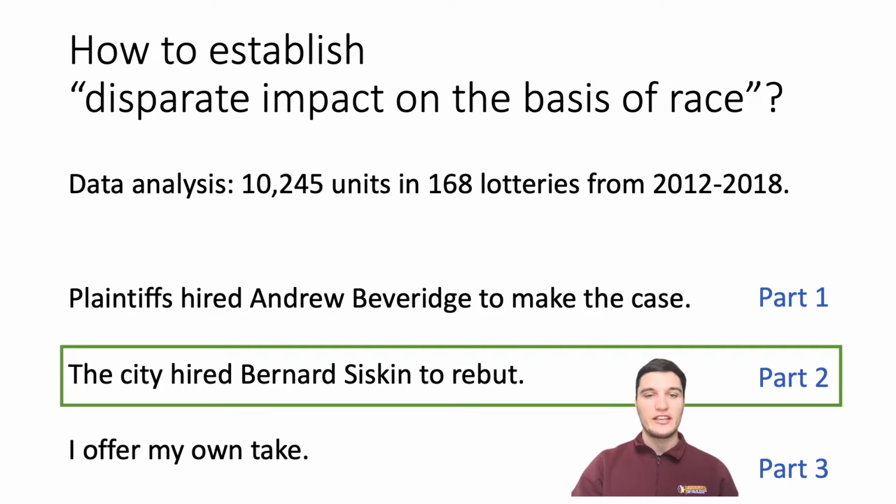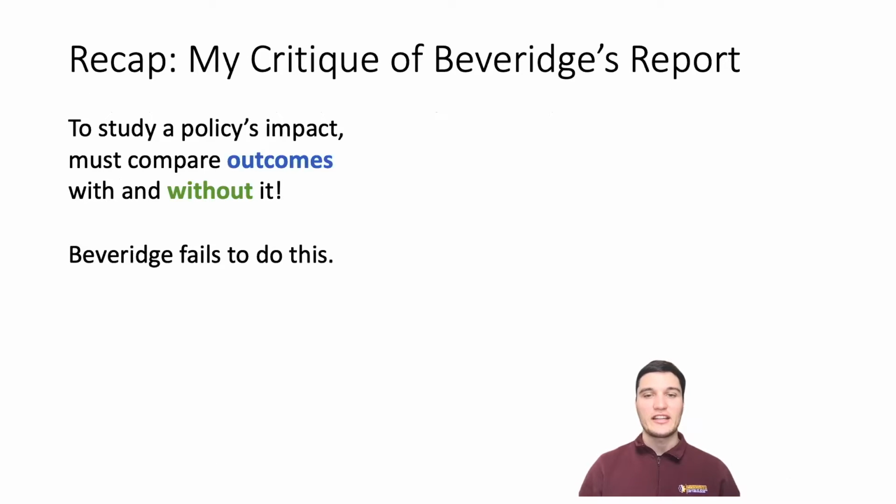Let's very briefly recap my critique of Beveridge's report. In my last video, I did a fairly detailed analysis of what he was showing and not showing in each table. But for this video, all you need to know is a very simple point: for any policy, if you want to understand the effect of that policy, you should compare what happened with the policy to what happened without it. And to be frank, Beveridge doesn't do this.